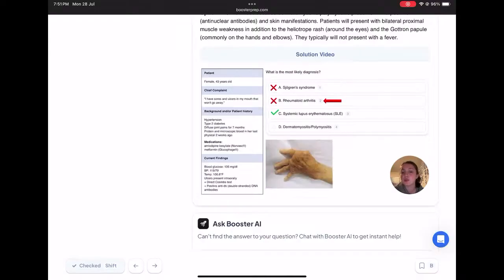Next, we have rheumatoid arthritis, which I'm sure you've definitely heard of. This is a chronic autoimmune disease where the body mainly attacks the synovium of the joints, leading to pain, stiffness, and swelling. This condition can also cause damage to other body systems, including the skin, lungs, heart, and even the mouth.